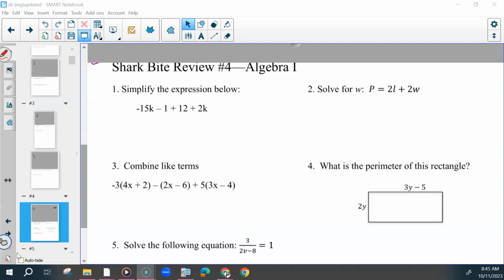Need to go over, hold that up on your hands. Okay, so I saw majority 4s and 5s, so we'll definitely do those two.